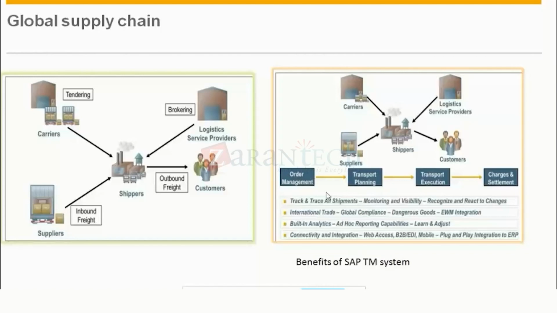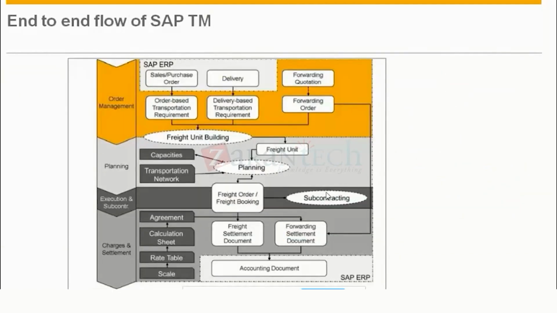Before I move into the next slide, you see here that there are basically 4 pillars, if I say it that way, for transportation management. Just as we have multiple pillars in ECC, similarly, transportation management also has all these pillars. The first pillar is order management. The second pillar is planning. The third pillar is the execution part. And the fourth pillar is the charge management part.